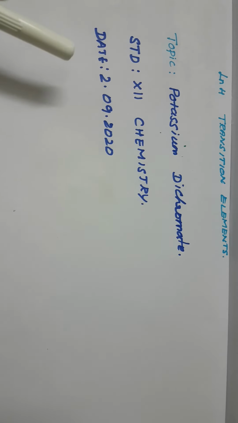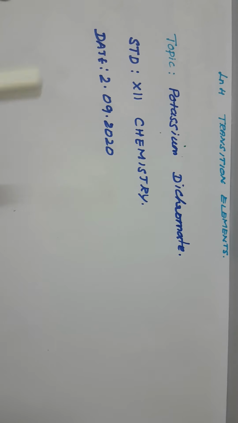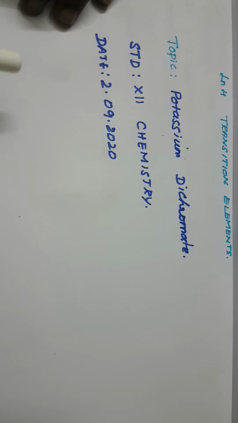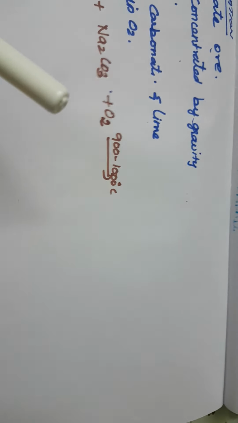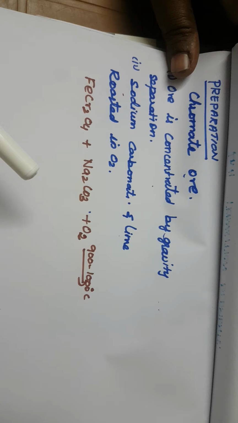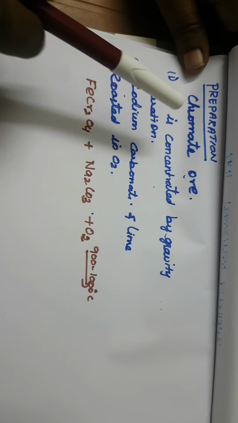The topic today is potassium dichromate. First, we are going to see the preparation of potassium dichromate. How will it be prepared? It is prepared from the chromate ore. First step, what is the process?